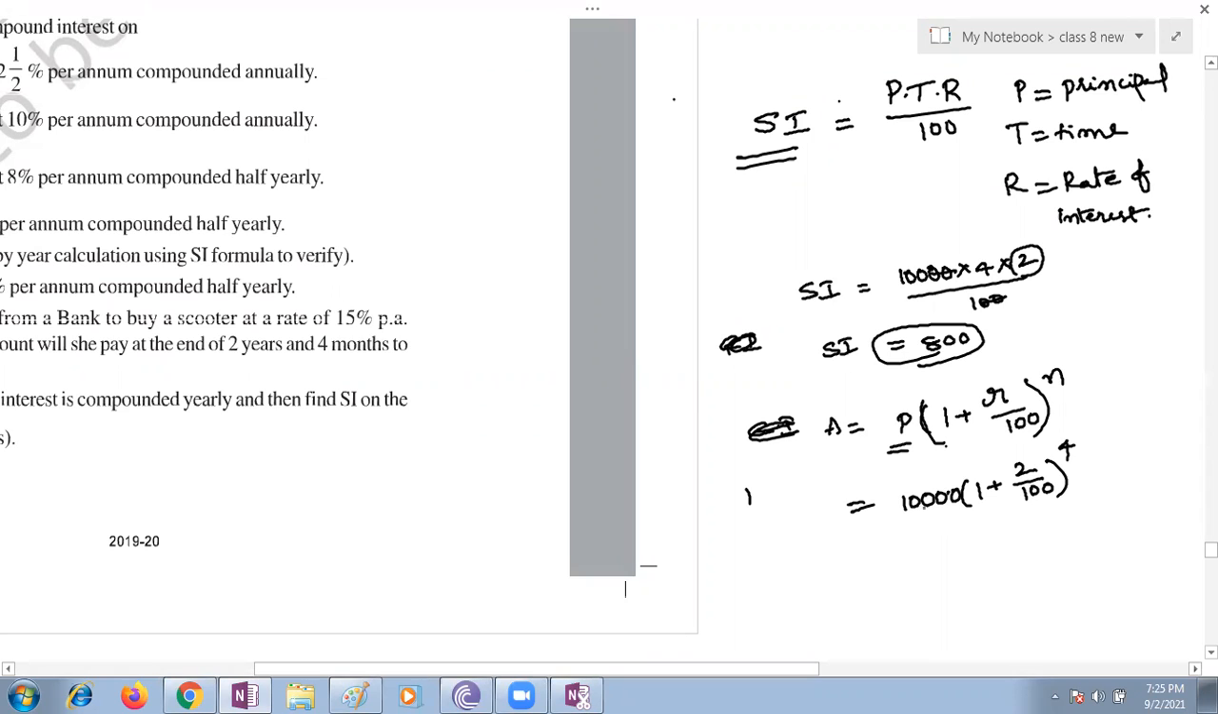You need to calculate the amount minus your principal, then you will get the compound interest. Let me do that part also. 10,000, and you need to simplify here. There is a lot of simplification in compound interest. This is like fraction addition. 1 plus 2 by 100 we can write as a mixed fraction, 1 and 2 by 100. 100 ones are 100, 100 plus 2 is 102, so 102 by 100. How many times? It is given as 4 times. So for 4 years you have to multiply it 4 times repeatedly. Then you need to simplify.